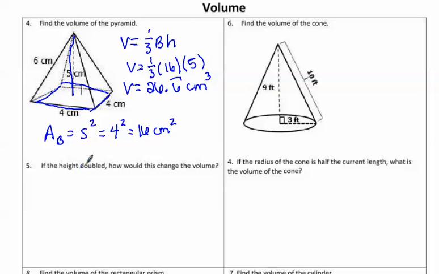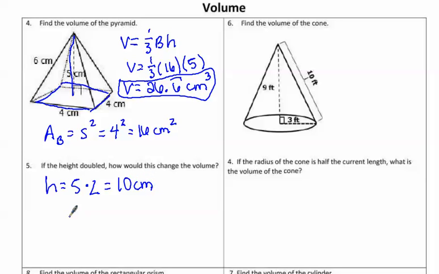If the height doubled, how would this change the volume? If the height is currently 5 and I double it, so I multiply it by 2, I now have a height of 10 centimeters. So to find my volume, write out your formula. 1/3 times the area of the base times the height. The area of the base has not changed. It is still 16. The new height is 10.